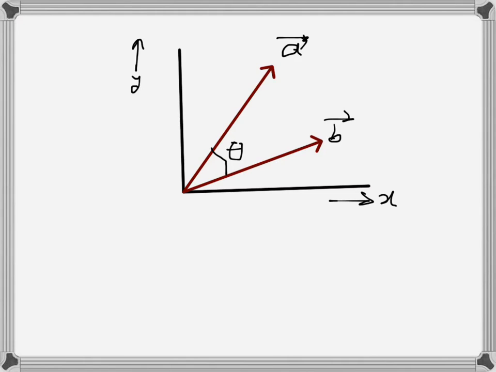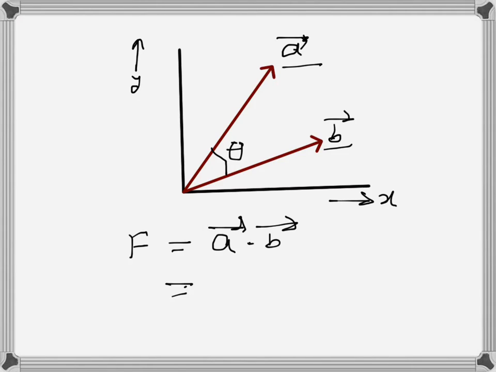We will look into the dot product of two vectors. Let's say we have two vectors A and B. The intermediate angle between them is theta, with the x-axis and y-axis here. If we say the dot product is f, which is a scalar, we write it this way: this is A, this is B. It means the dot product.